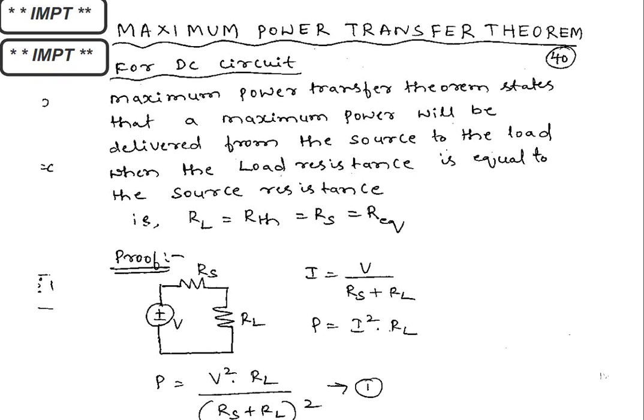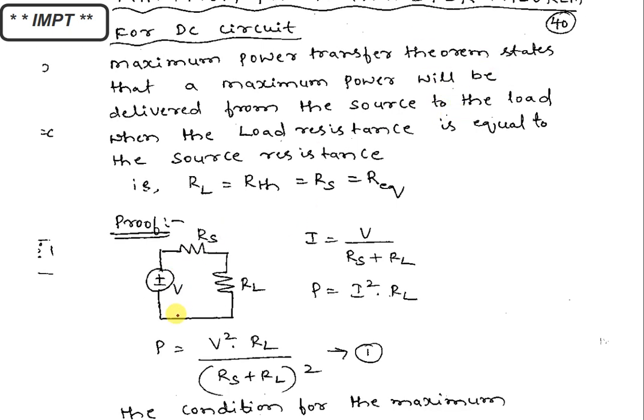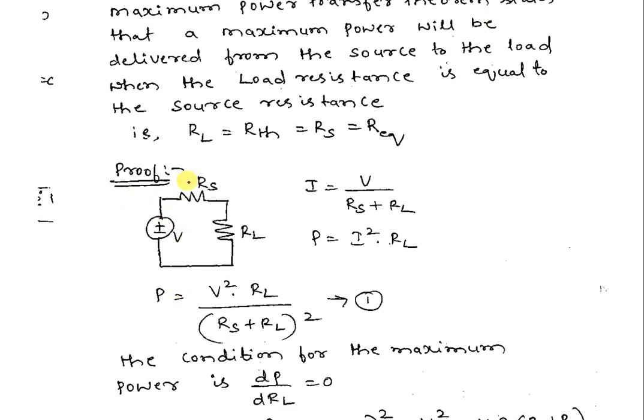Today we'll discuss the maximum power transfer theorem for DC networks. This theorem states that the maximum power will be delivered to the load from the source when the load resistance is equal to the source resistance. So here in the circuit you can see the proof for this. This is a circuit, a DC network.